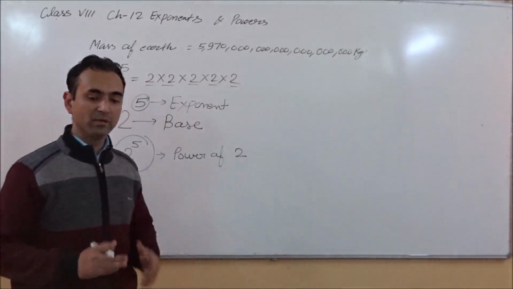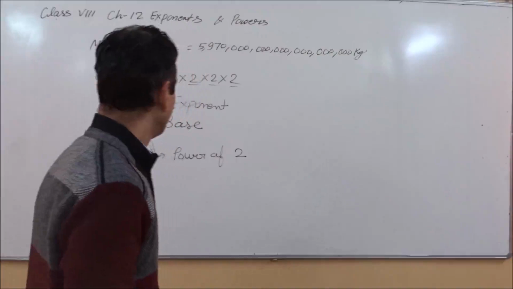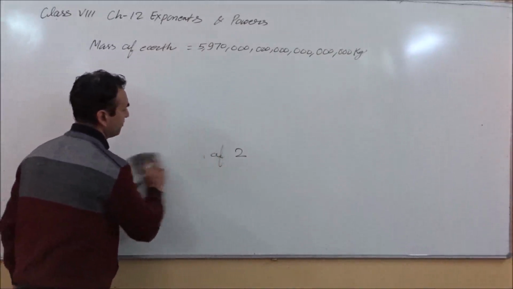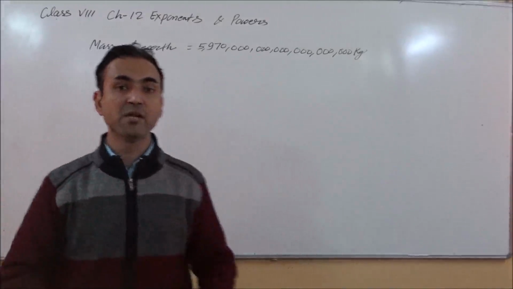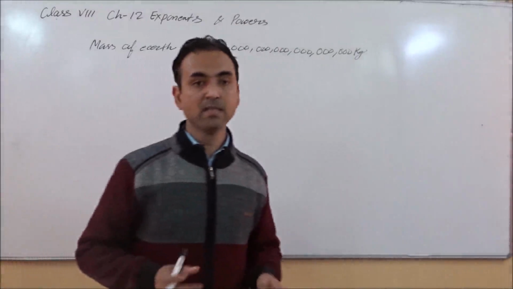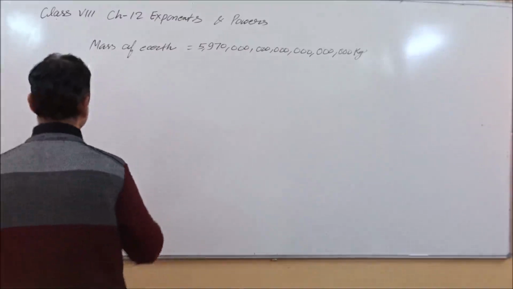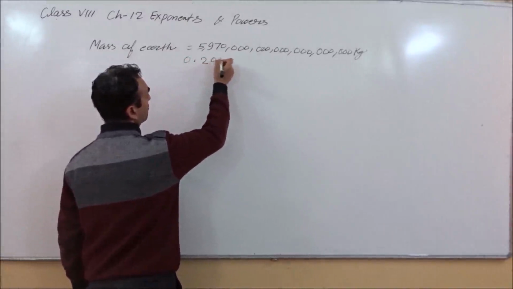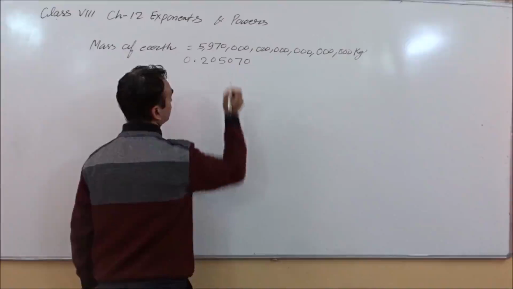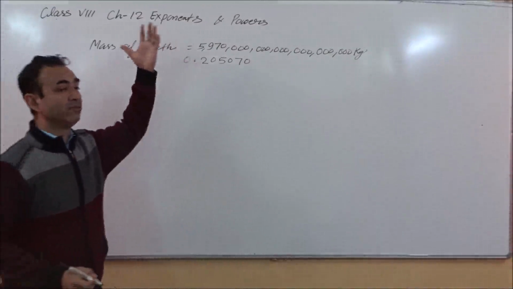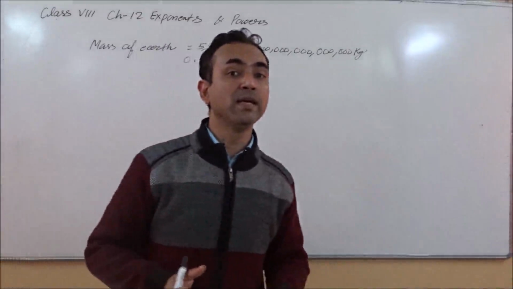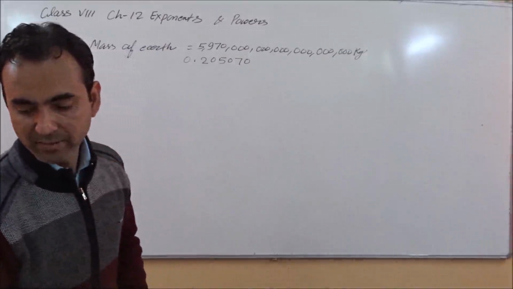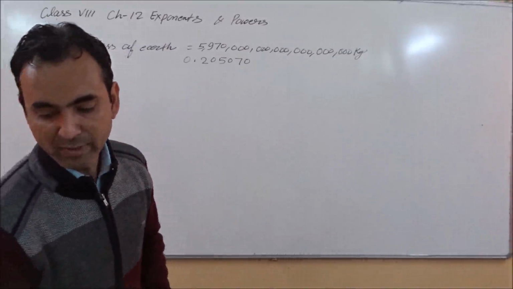Now let's see what we will learn in this chapter in class 8. In this chapter we will learn how to represent very small numbers that appear in our daily life. Suppose a number is written as 0.205070. We will learn how to represent this type of number in an easy manner. Before this we will learn the powers with negative exponents.